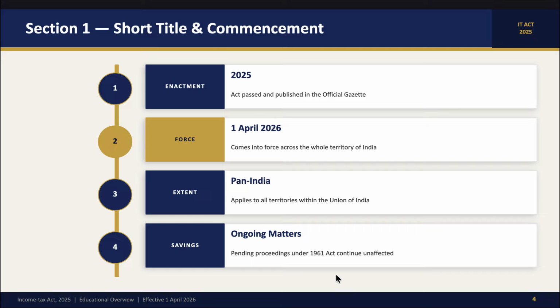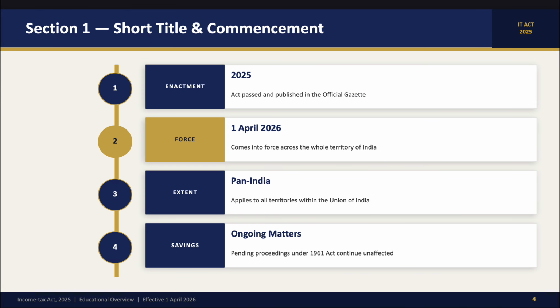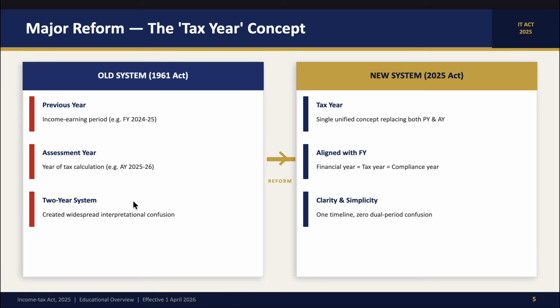They have kept many things in mind. The finance minister Nirmala Sitharaman ji has really worked a lot on this, and tried to simplify it in a much better way. And this is how it is now looking. In the old system, the 1961 act, we had the previous year and assessment year concept, and then we had the two year system. It used to be very confusing. I remember when I was studying for my CA, we used to get confused about what is assessment year, what is previous year, what is financial year, and it used to be very confusing.